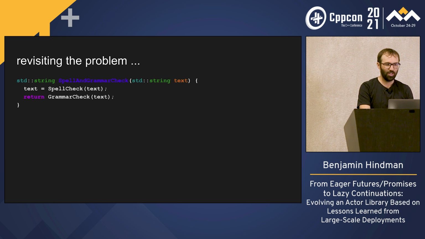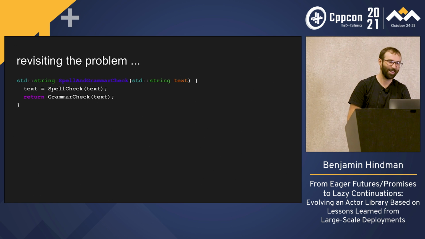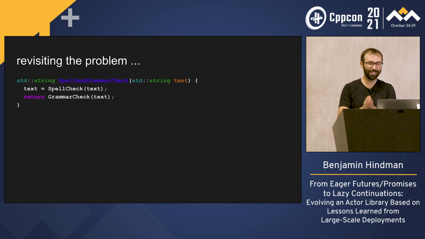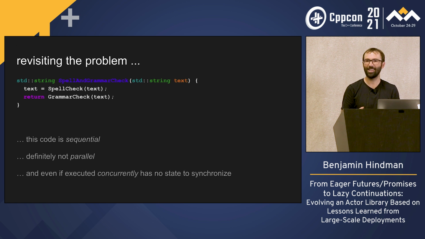Okay, all right. The next chapter, revisiting the problem. So if we come back to where we all started, all we were trying to do at the end of the day was basically compose spell check and grammar check. And when you look at this code, one of the things you notice about it is the code's sequential, right? I got to do one thing and then the next thing. It's definitely not parallel. It's not even like, if you executed it concurrently, there's not even any state to synchronize. Sure, by all means, you could execute this concurrently, but I will never have to do any fun things to deal with. I don't care that it's not executed atomically.